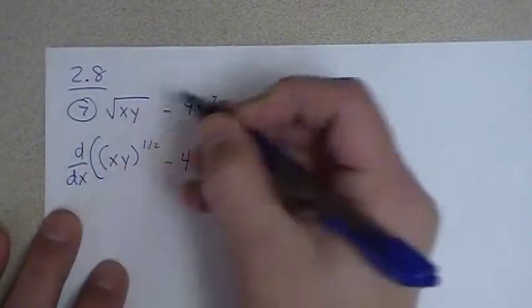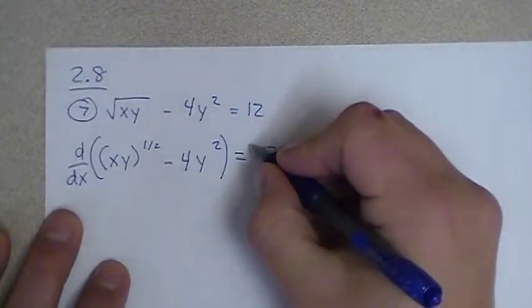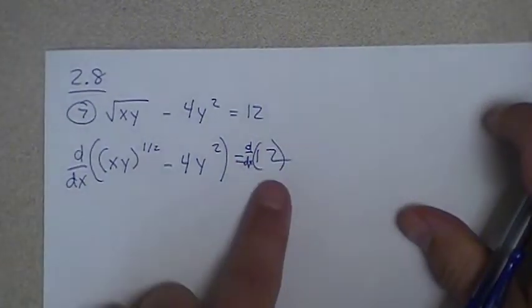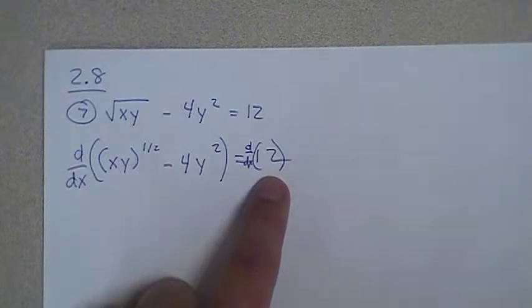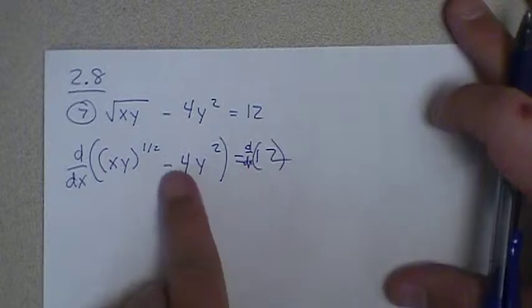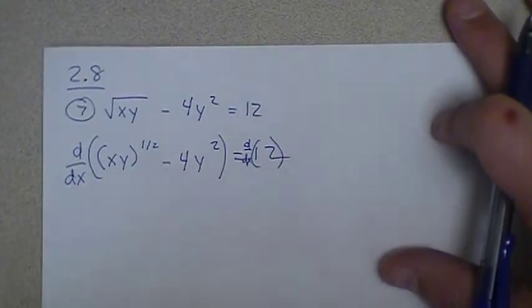So we're doing the derivative of this entire side of the equation with respect to x, and we're also going to do the derivative of this side with respect to x. So the derivative on this side, and sorry that got a little sloppy, the derivative of 12 is going to be 0. So one side of this equation has a nice simple derivative. And then the derivative over here is going to be one that we're going to have to be a little more careful with.